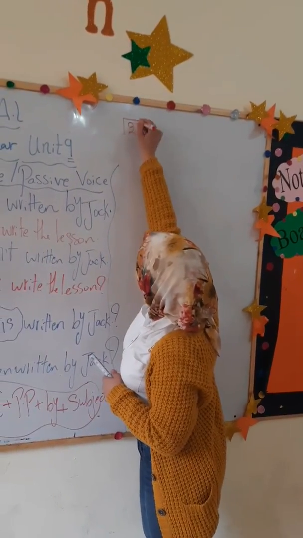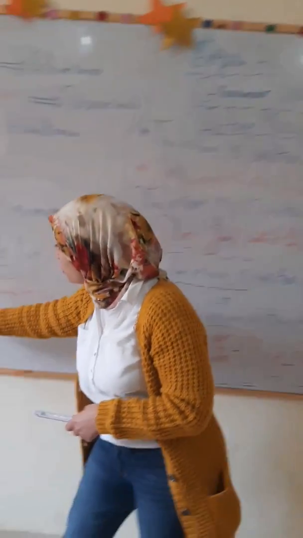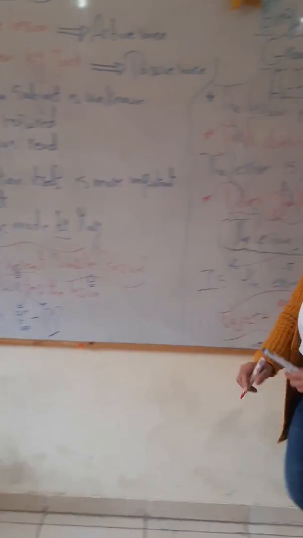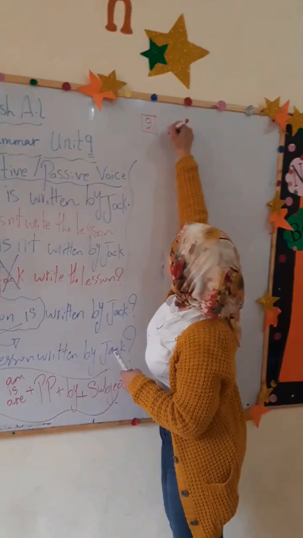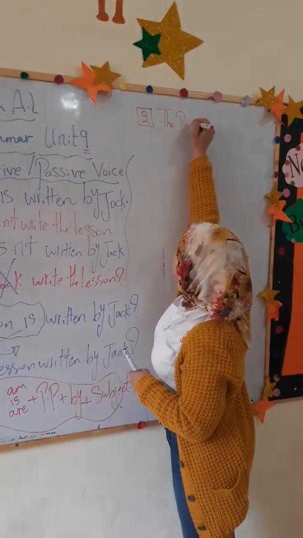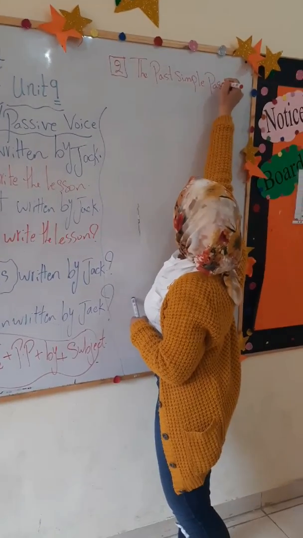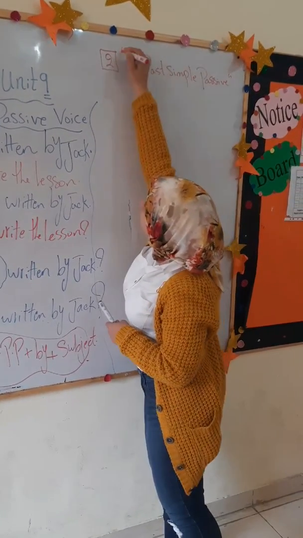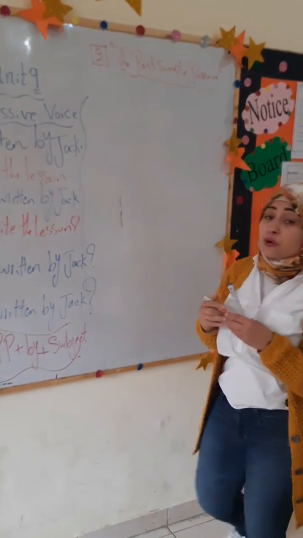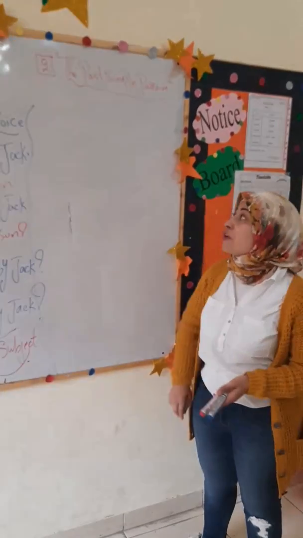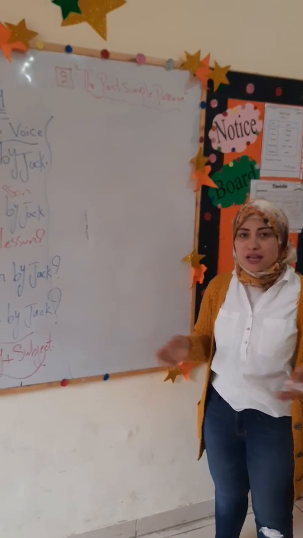Number 2 here. So let's start here, number 1. Number 2, the past simple passive. Again, how can I change from active into passive if I have the sentence, for example, in the past simple?